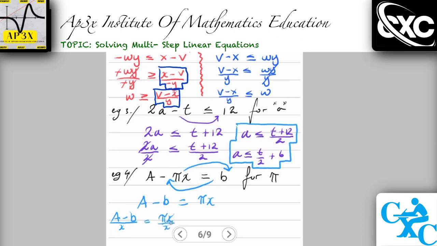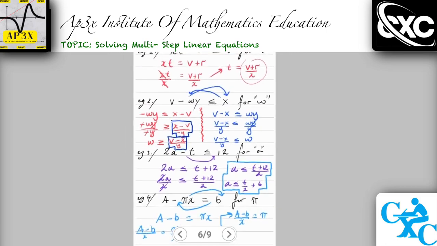So cancel, x is gone. So we end up with a solution here that capital A take away b divided by x will give us the value of pi. All right, and that completes our video for today.